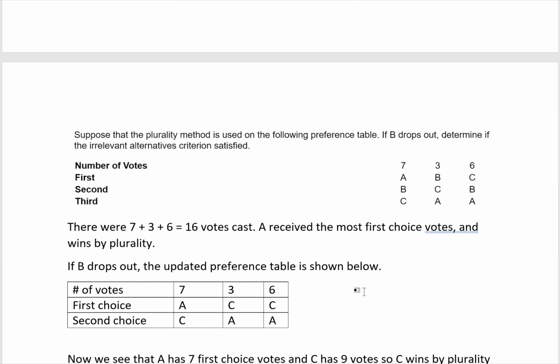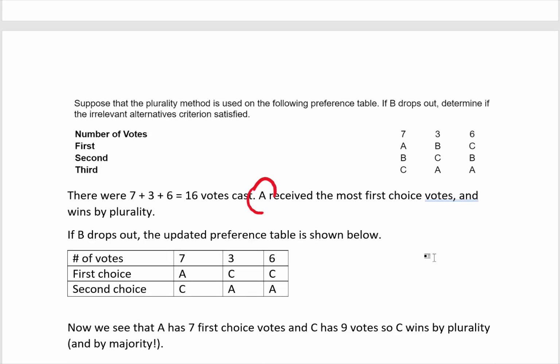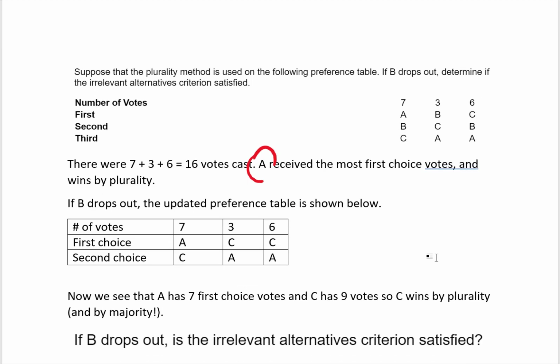Suppose the plurality method is used on the following preference table. If B drops out, determine if the irrelevant alternatives criterion is satisfied. So there are 16 votes cast. A received the most first choice votes and wins by plurality. So let's remember that. A wins by plurality. And then if B drops out, I've updated the preference table, and you see down here, now A has 7 first choice votes and C has 9, so this time C wins.